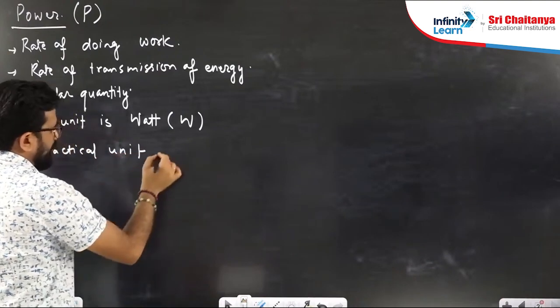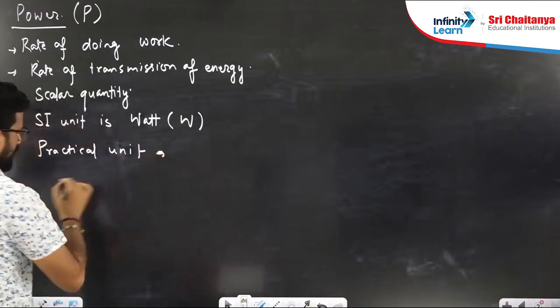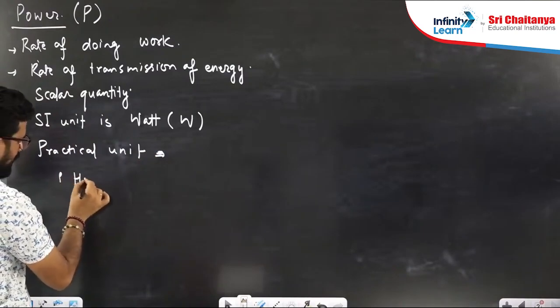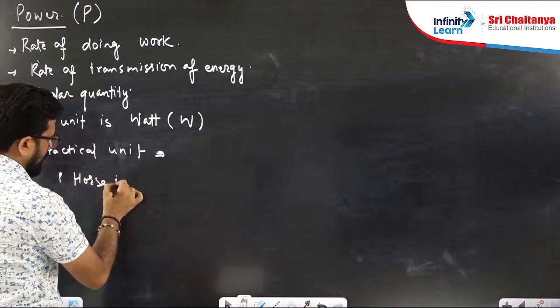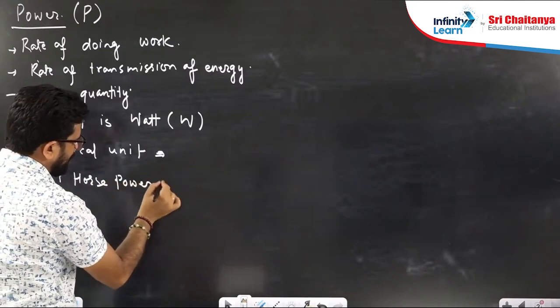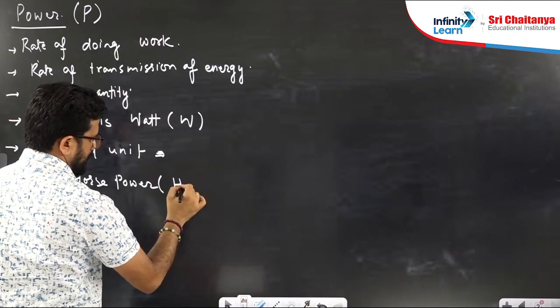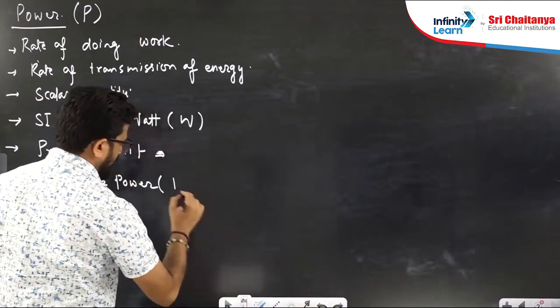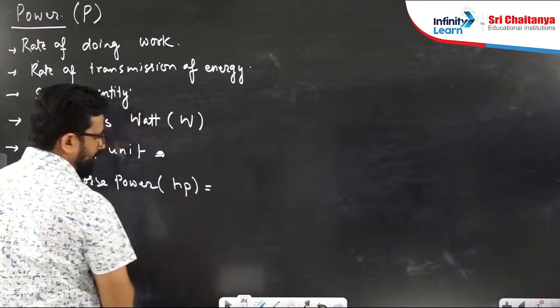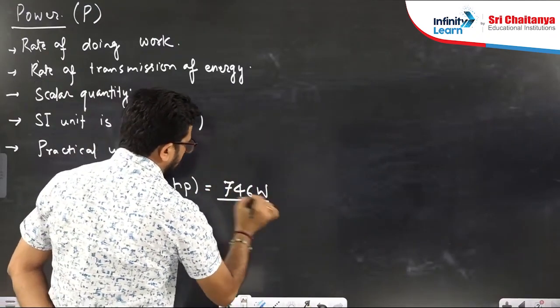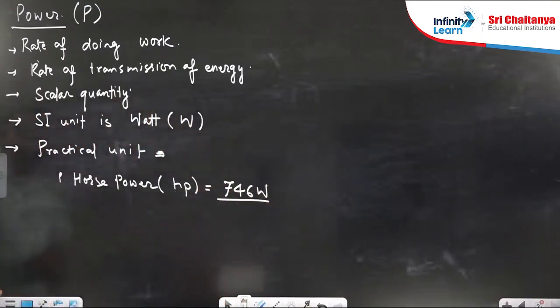We call 1 horsepower also. We write horsepower, and 1 horsepower we denote by HP. 1 HP is actually equal to 746 watt. This is a very basic thing we are writing about. This is power, and power has a few basic terms.